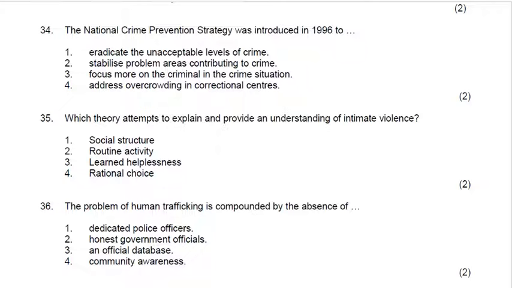36. The problem of human trafficking is compounded by the absence of, the answer is 3, which is an official database. This is found on page 119 of our study guide. I don't remember if it's an article from a newspaper or a case study or something, but it's found in that article.